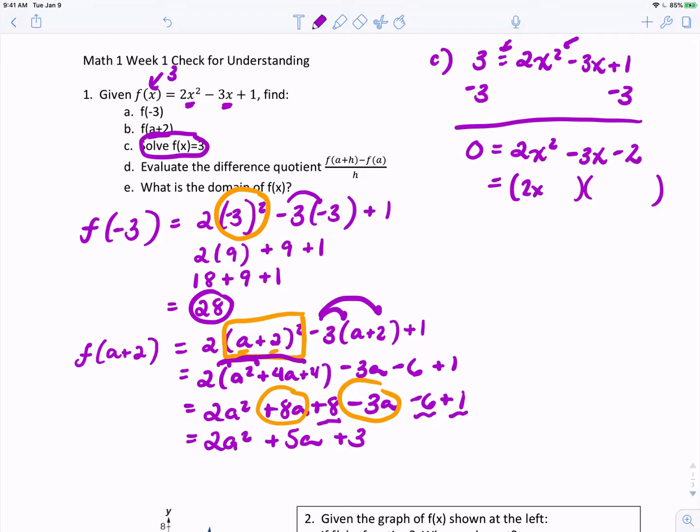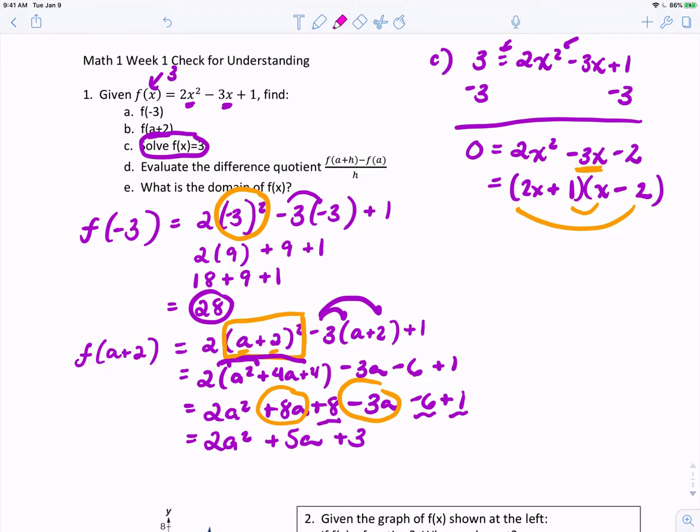So we'll put a 2x here and an x here. If we put a 2 here and a 1 here, and remember, this is just kind of trial and error. So let's see what happens if we do this. Let's check our middle term. We would have 1x minus 4x, so that would give us negative 3x, so this is good so far. And 1 times negative 2 is negative 2, so this is how it factors.